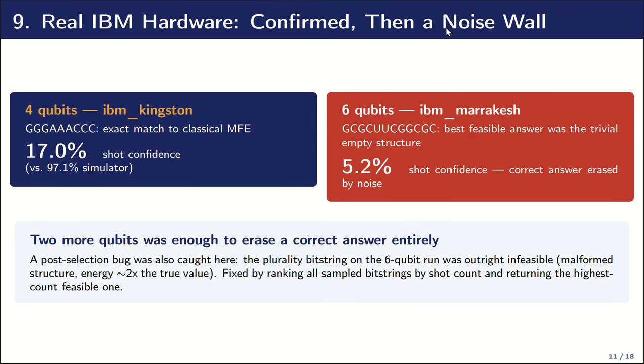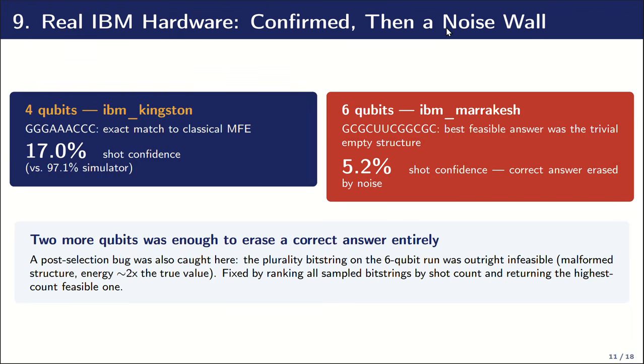First, a real hardware run on IBM Kingston, 4 qubits. Exact matched the correct answer, but only 17% of the 2000 shots landed on that correct answer. Compared to 97% confidence on the noiseless simulator, the gap is real hardware noise, quantified directly, not estimated. Second run, 6 qubits on IBM Marrakesh. The best feasible answer the hardware found was a trivial empty structure. The correct non-trivial answer got completely buried by noise. 2 more qubits was enough to erase it entirely.